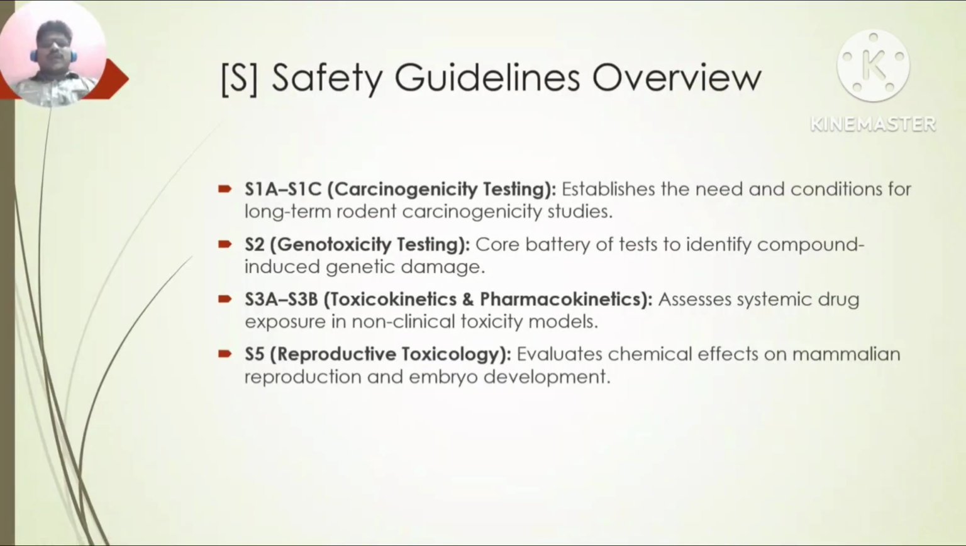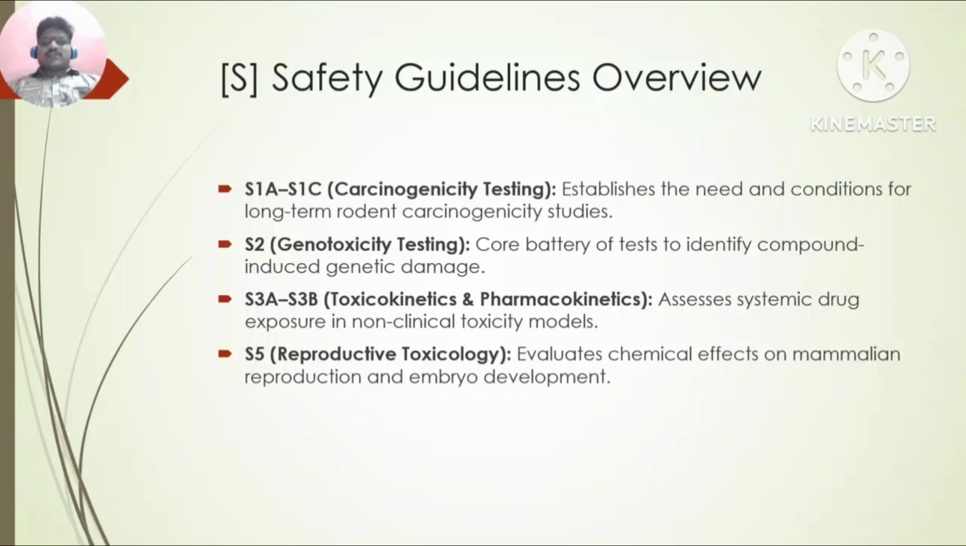Now coming to the S series, Safety Guidelines Overview. S1, which is subdivided into A to C, for carcinogenicity testing, establishes the need and conditions for long-term rodent carcinogenicity studies. S2 for genotoxicity testing, core battery of tests to identify compound-induced genetic damage.